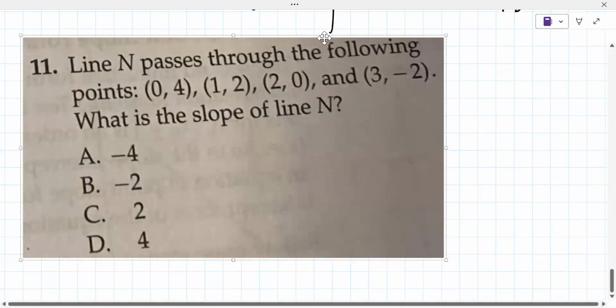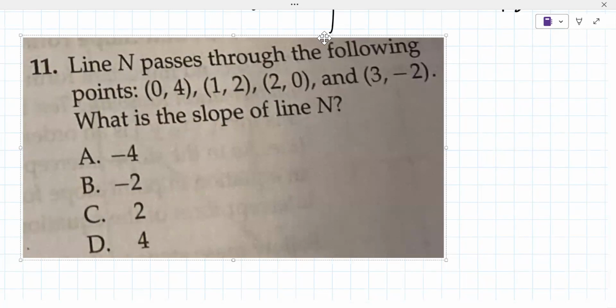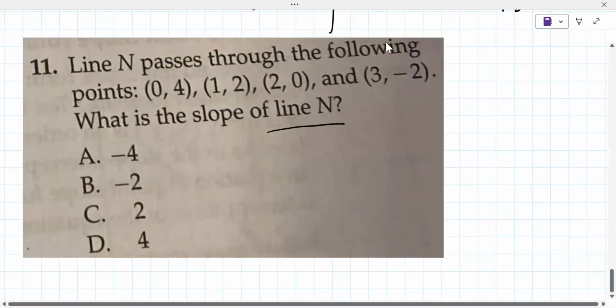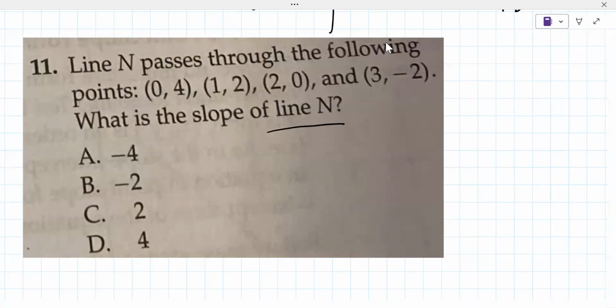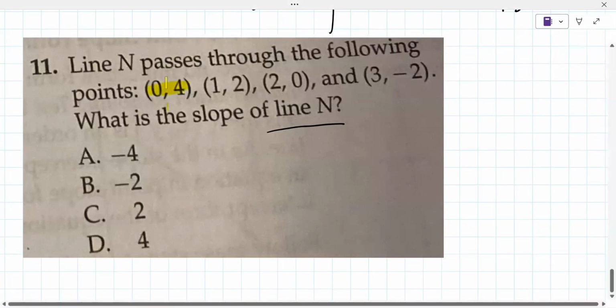Line N passes through the points (0, 4), (1, 2), (2, 0), and (3, -2). What is the slope of line N? So this problem is just like 5, 7, and 9 that we've done, where they're giving you two points to find the slope. So I want you to pick two of the points, and if you need me to, I'll just pick the first two, and I want you to find the slope.